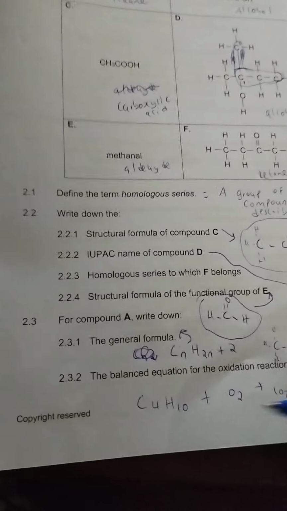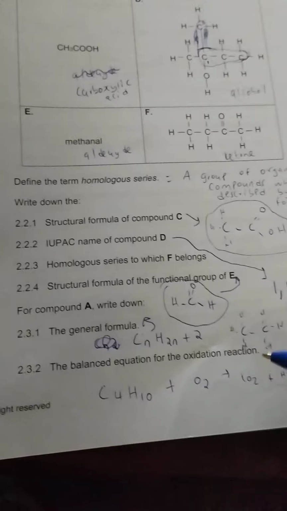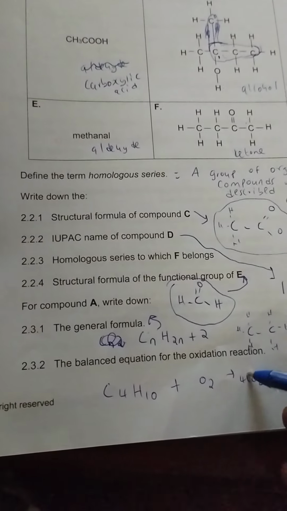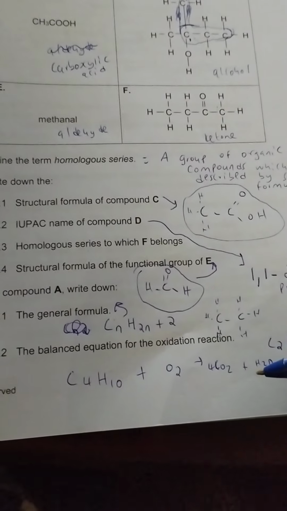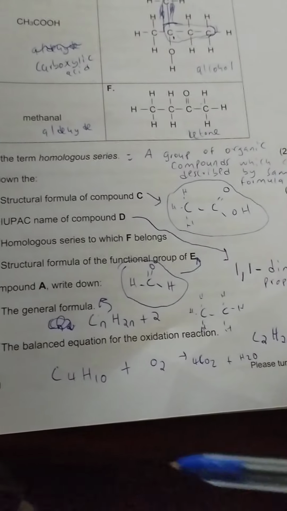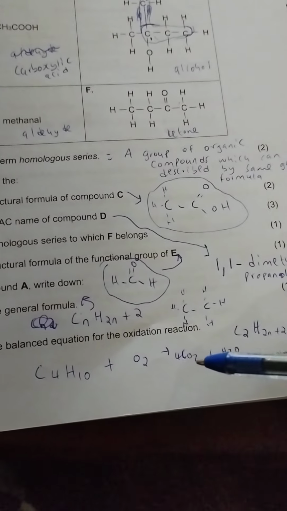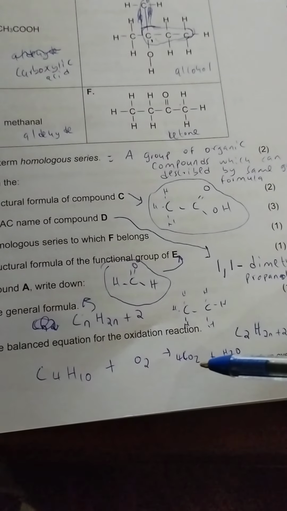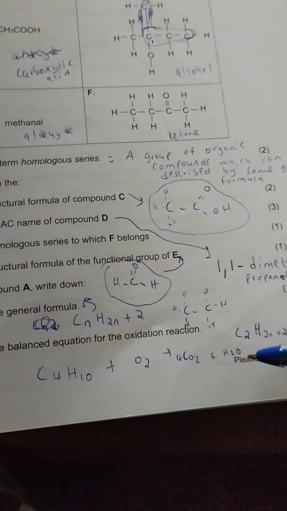To balance it out, let's look at the left. I've got 4 carbons. On the right, 1 carbon. So I'm going to put a 4 there to make my carbons balance. So I've got 4 carbons and also 4 carbons. Now let's go to oxygen. I'm having 2 oxygens here. Here, I'll have 4 times 2, that will be 8 plus 1.